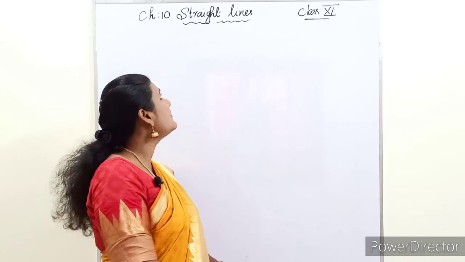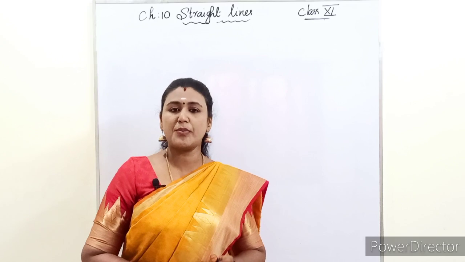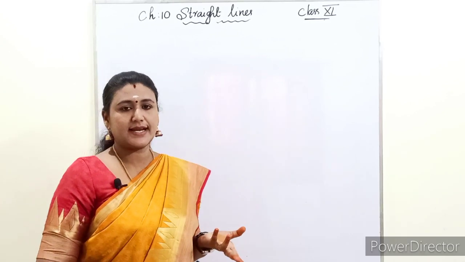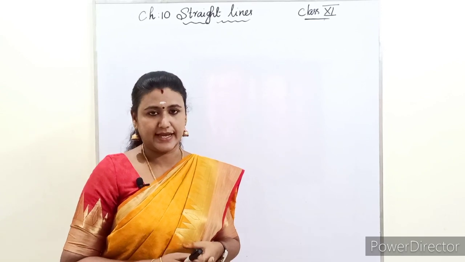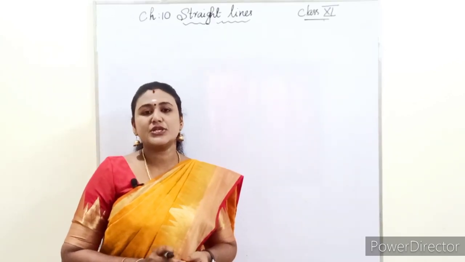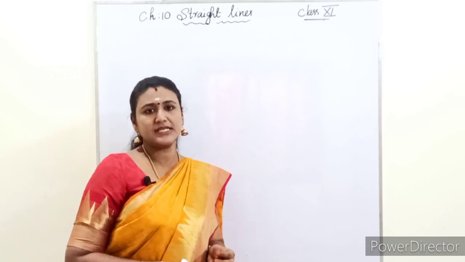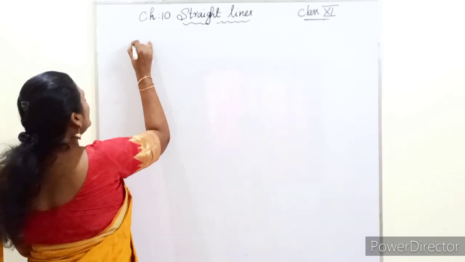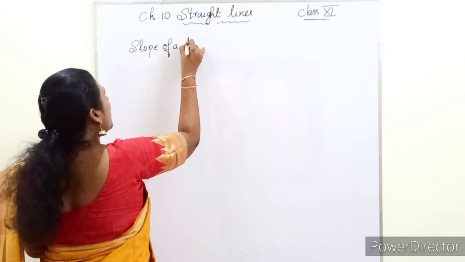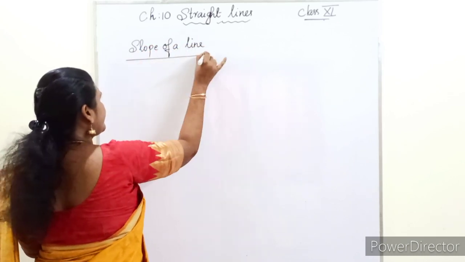In this chapter we are going to learn about the properties of straight line. So that is various forms of straight line, general form of a straight line. So before going deeper into the concept straight line, first we should know some basic terms. So first one is slope of a line. What do you mean by slope of a line?